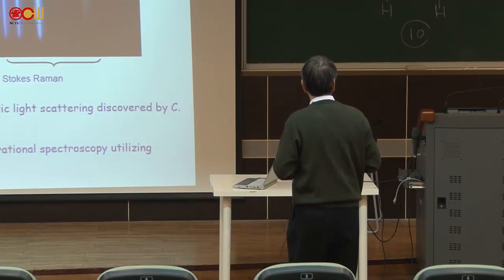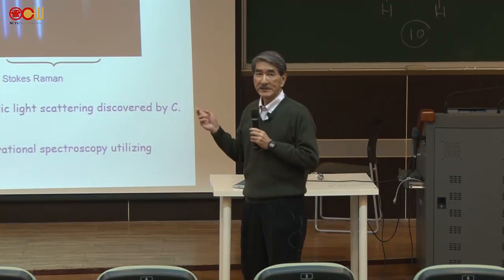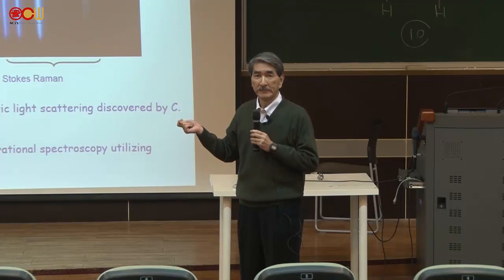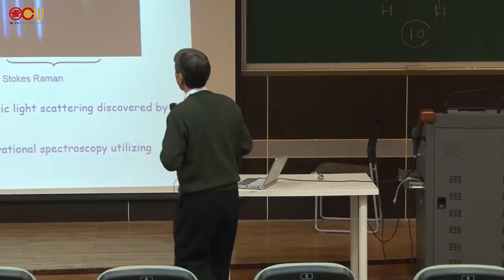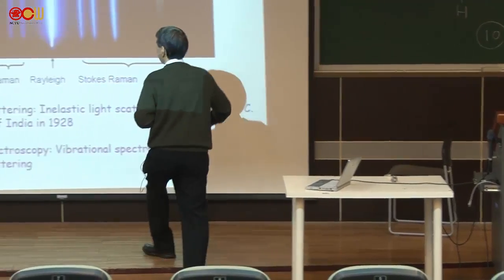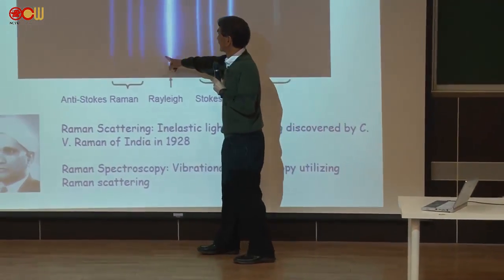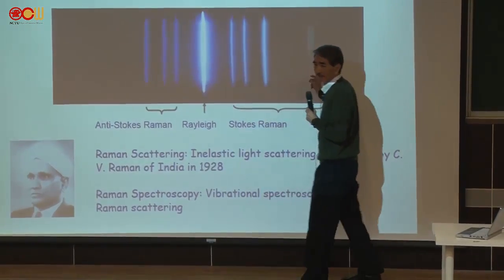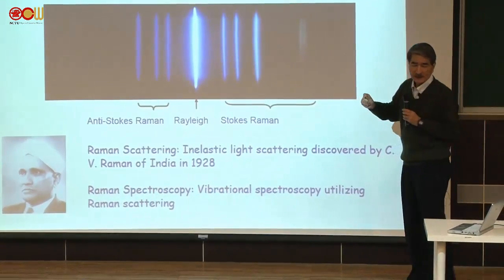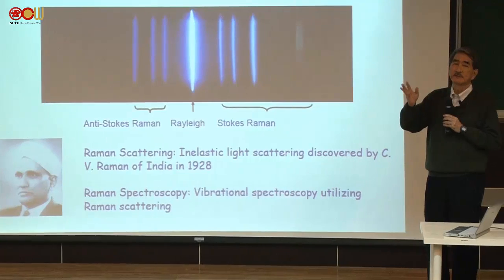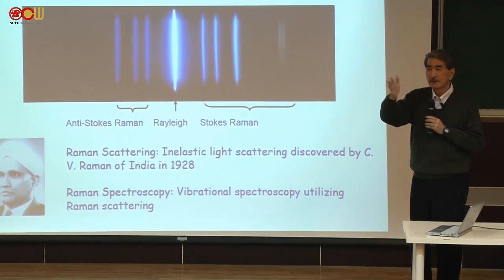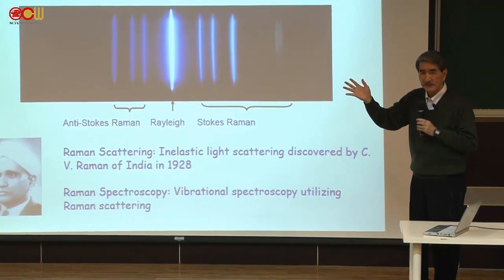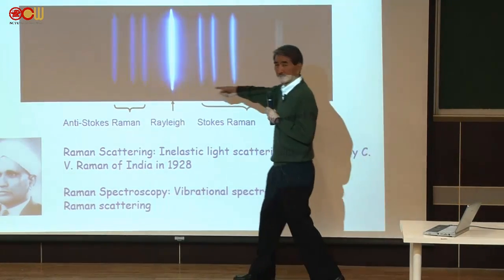And here, is there any pointer? No. So I can point. So here you have a spectrum. Spectrum means, say you have a grating, a prism, and a spectrometer, and you have some light. Then you disperse it in different wavelengths and just display it like that.